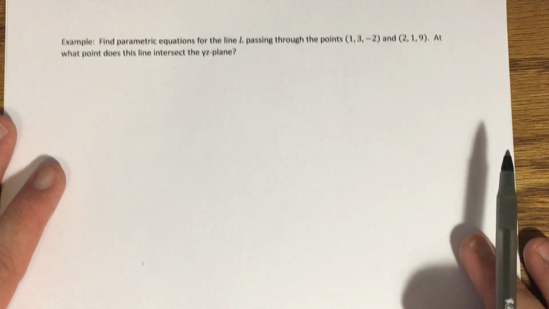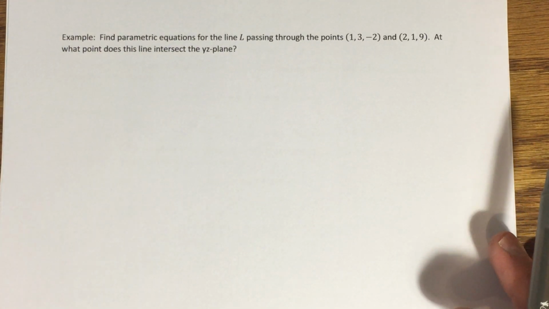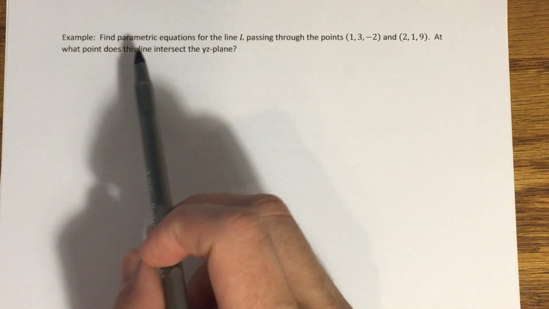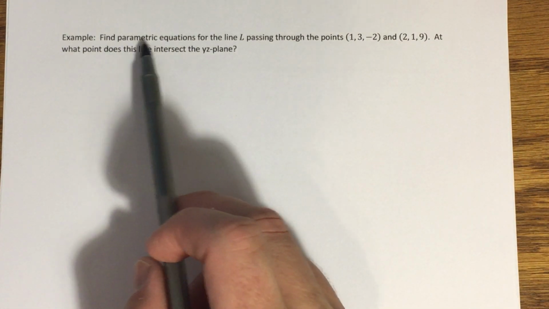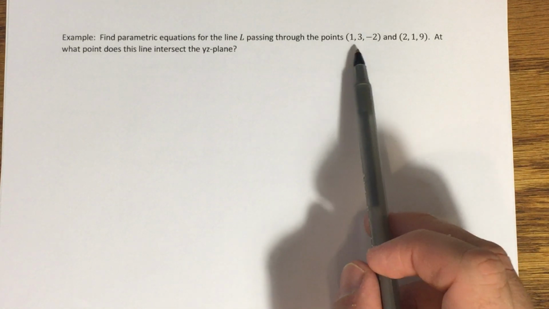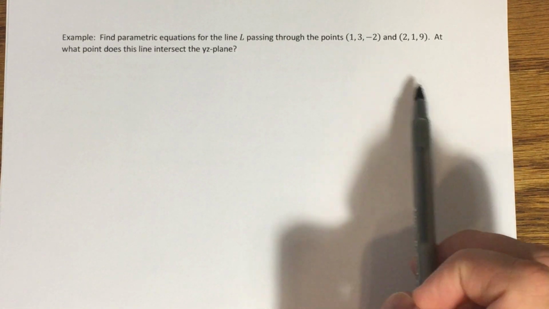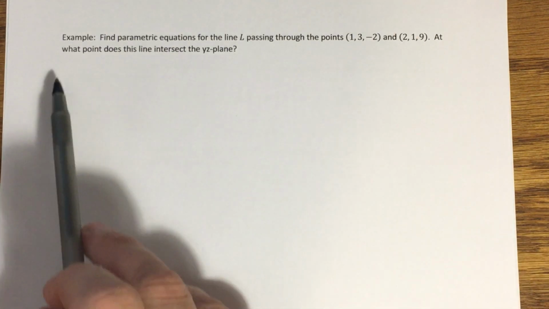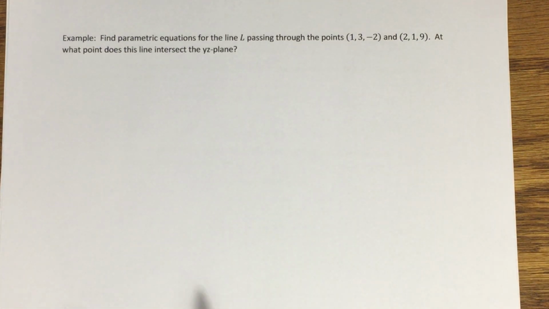Okay? Here's a slightly harder problem. By harder, I mean more interesting. It's not as straightforward. This time what we want to do is find parametric equations for a line L that's passing through the points (1, 3, -2) and (2, 1, 9). And then we're asked a follow-up question. At what point does this line intersect the YZ plane?